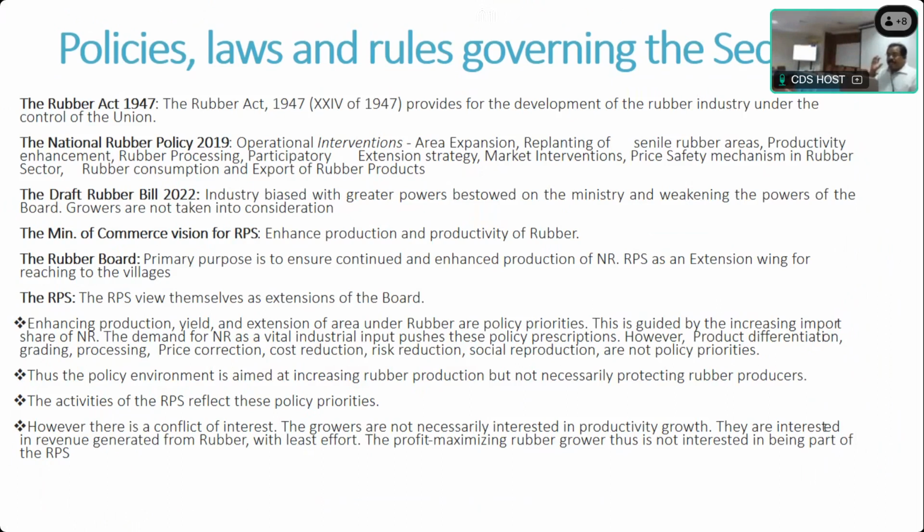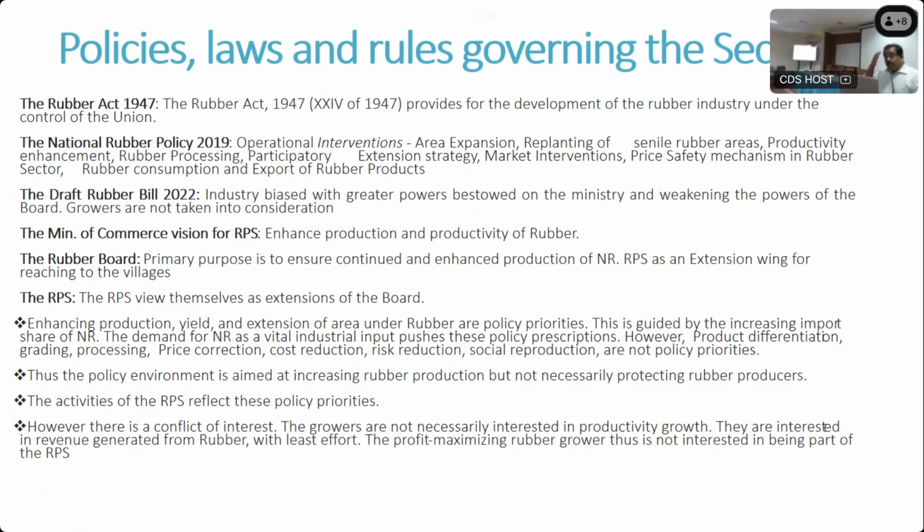That is, the bill was essentially industry biased, with greater powers bestowed on the ministry and weakening the powers of the board, that is the Rubber Board. The bill would say that the Rubber Board is not anymore the authority. It is actually the ministry that will directly control the entire thing. And in the draft bill, you would not see the concerns of the growers again.